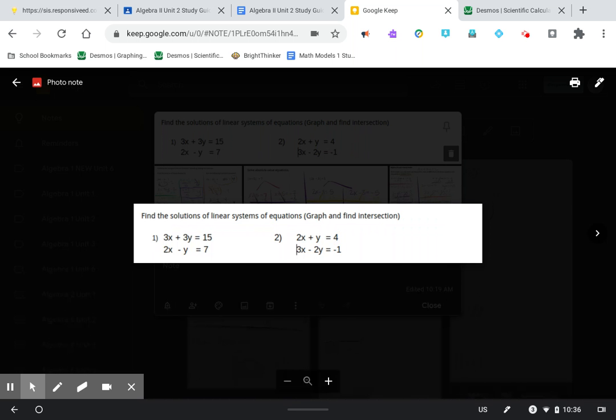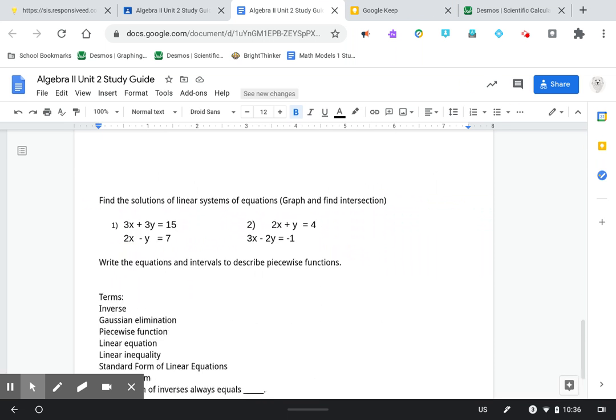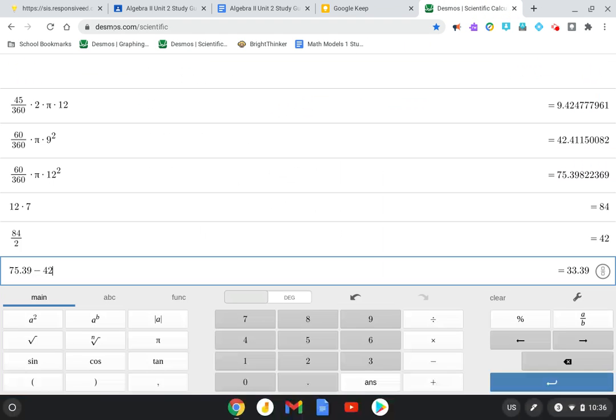Last little group of problems here. I'm actually not gonna open it there. I'm gonna go over here. Find the solutions to the system of linear equations. All you need to know here is that you need to graph these. So give me just a second to flip my computer open here. And we're going to go put these into the Desmos graphing calculator.